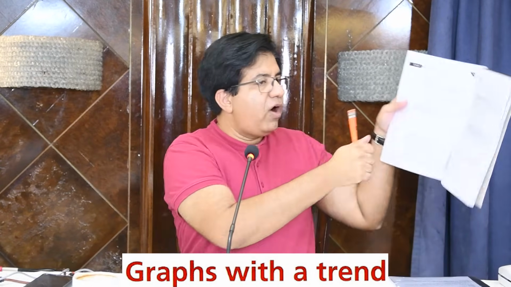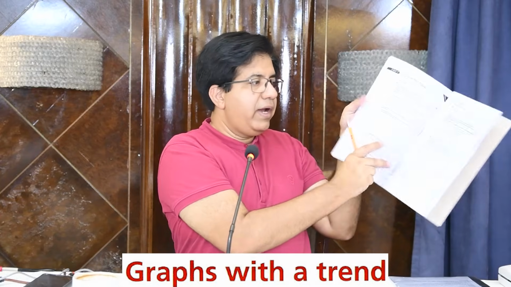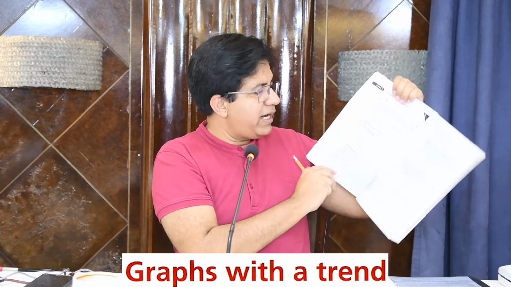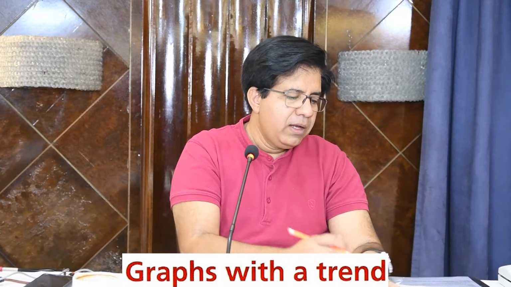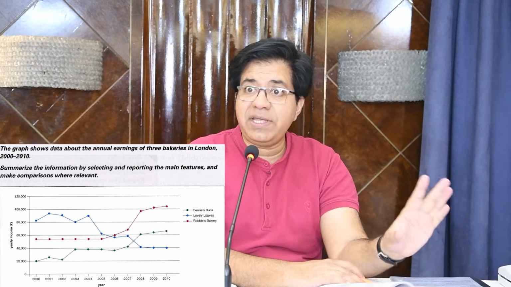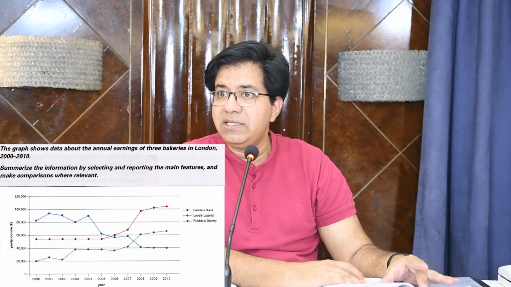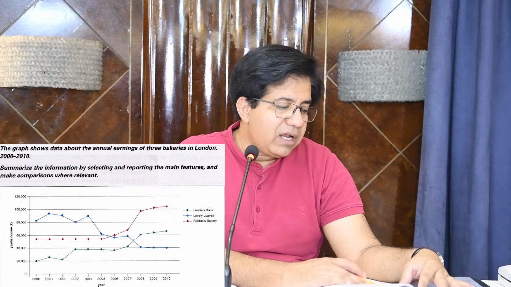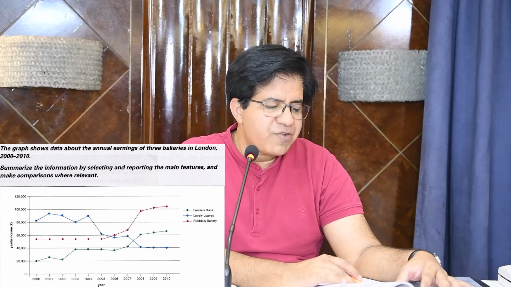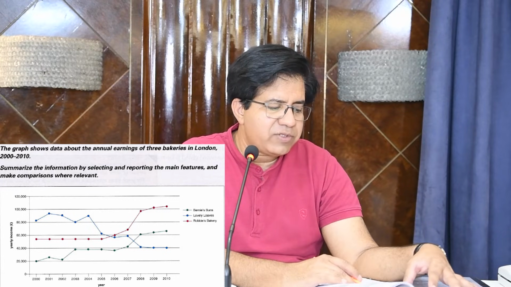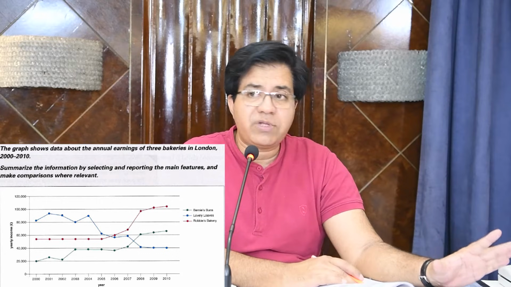Okay, now we've got this thing here, right? This is the academic writing book, and we've got this thing here. Now let's just read it together. The graph shows data. In the actual exam, it will be given like this. This sentence will be given. The graph shows data about the annual earnings of 3 bakeries in London, 2000 to 2010.